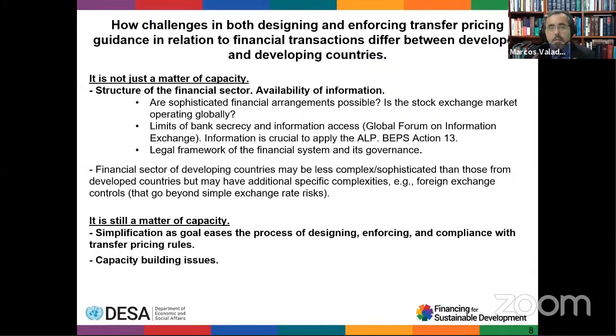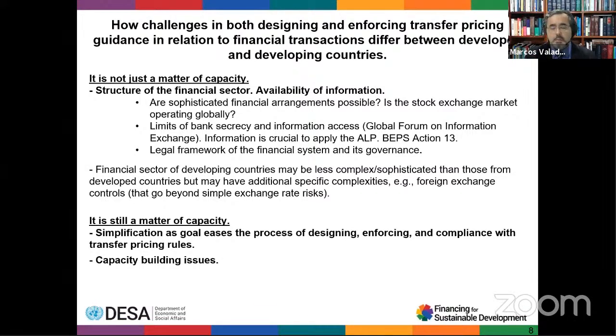And how we talk a bit about how the financial transactions in terms of regulations and enforcing differs from developing countries. First, it's not just a matter of capacity. Capacity is an issue, of course, but it's not only a matter of capacity. There are differences between how financial operations are regulated in the developed economies and developing countries.